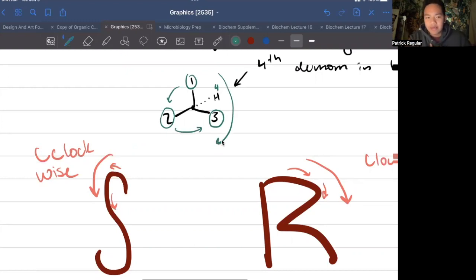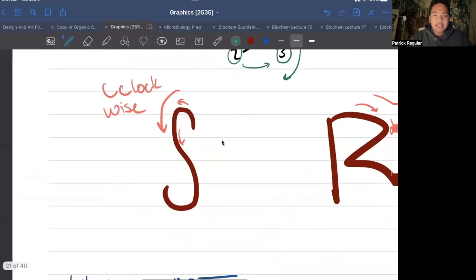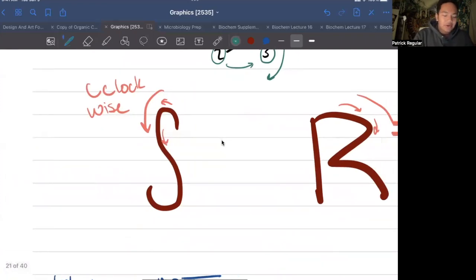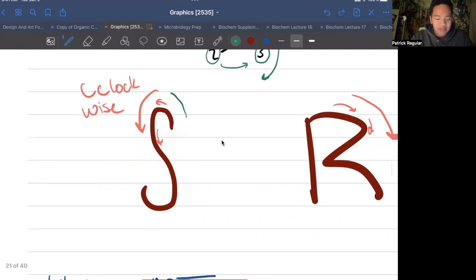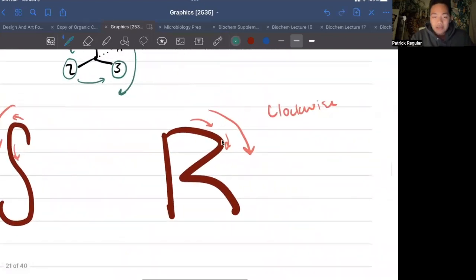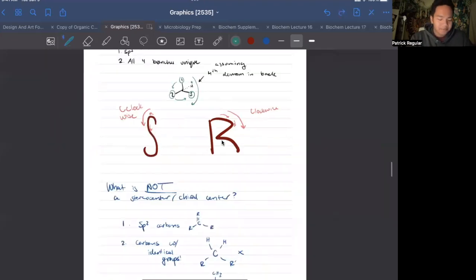And how I usually think of it is when I write out S, I start off that first curve counterclockwise when I'm drawing it out. And then for R, when I draw out that big curve for R, I go clockwise. That's how I like to imagine it.